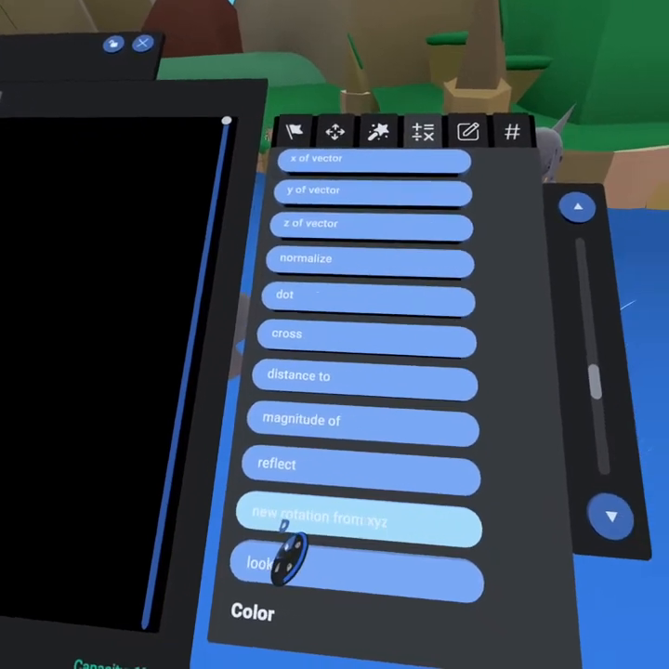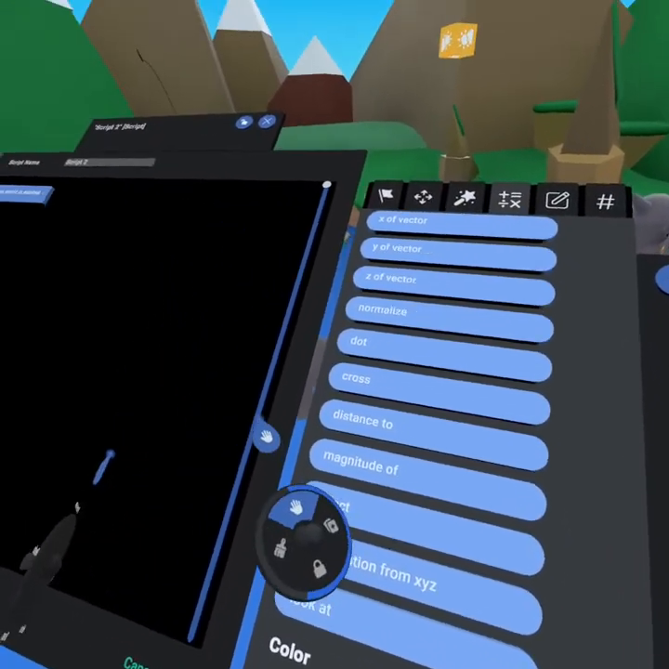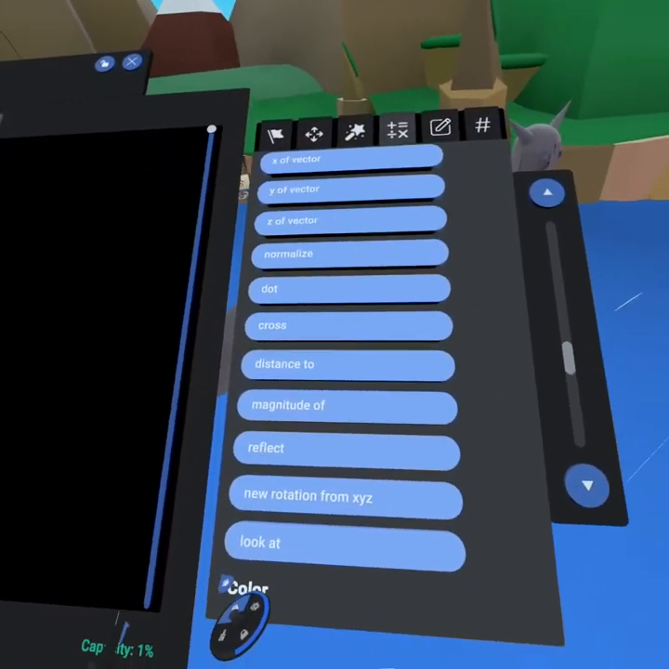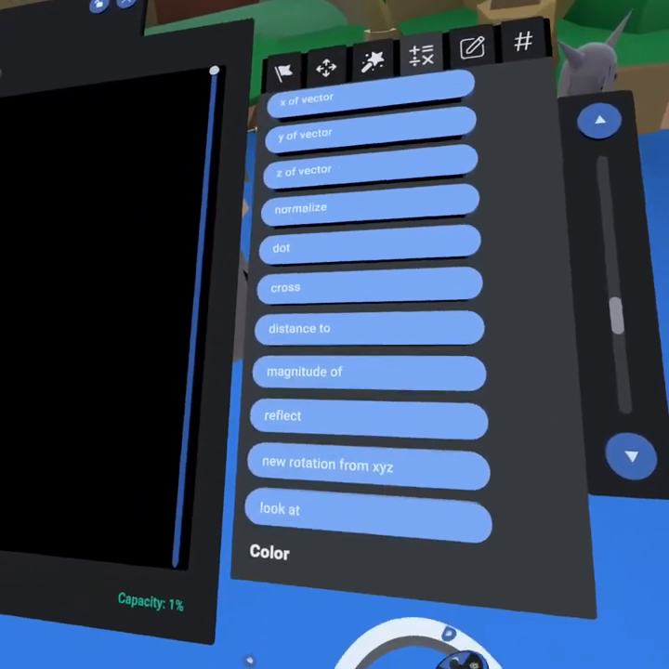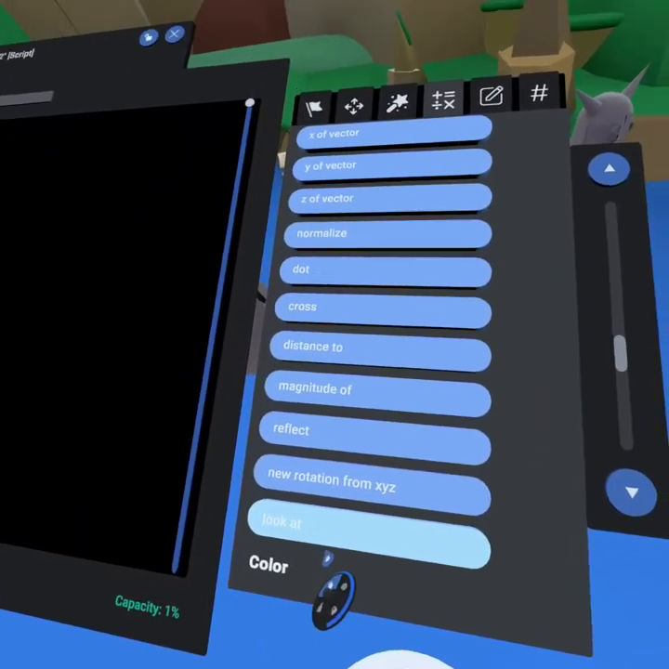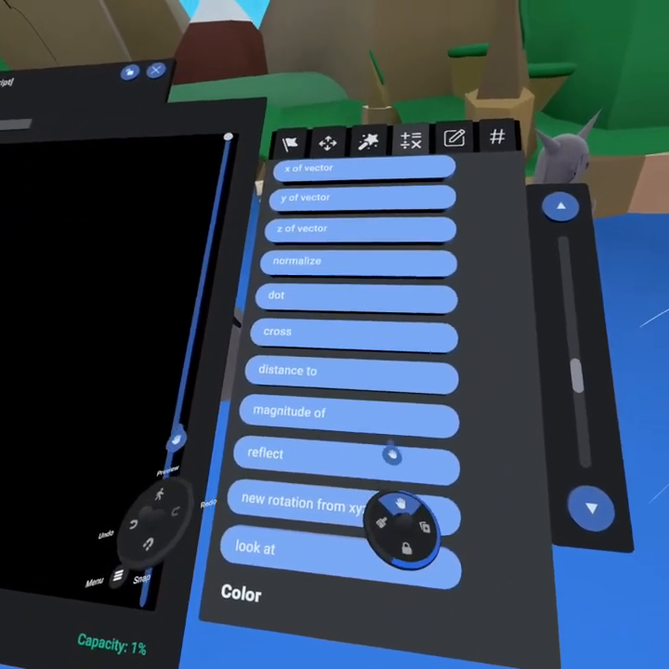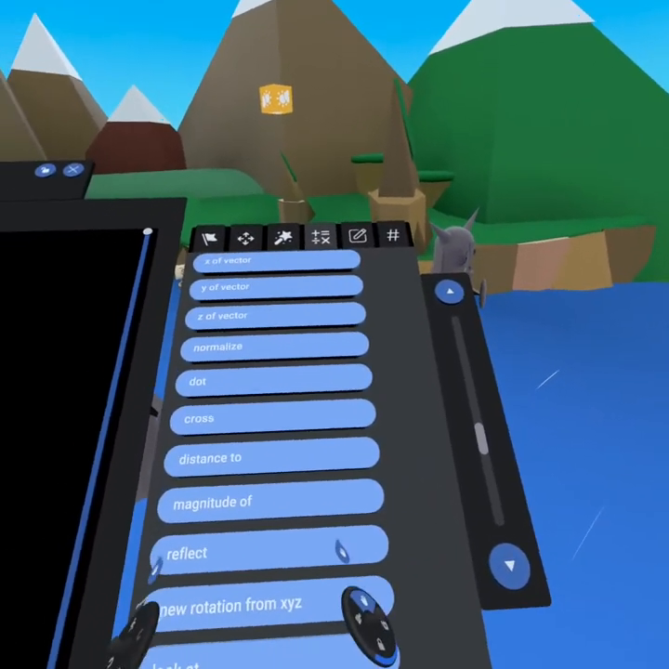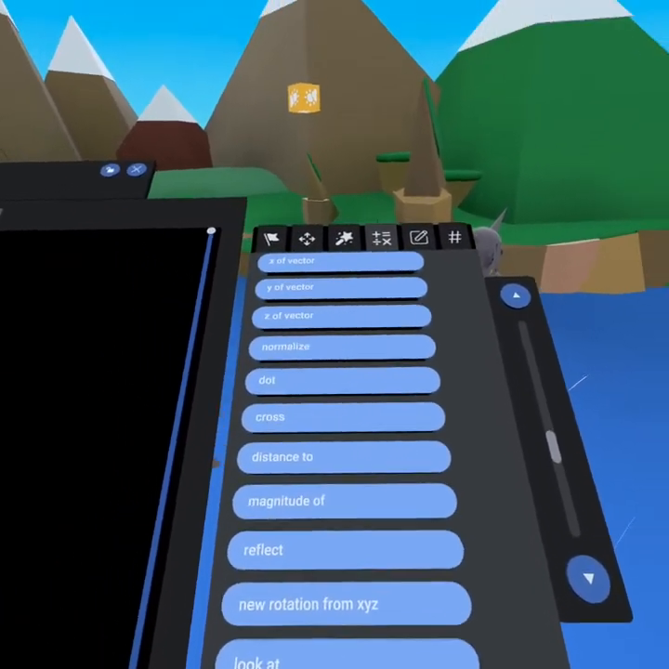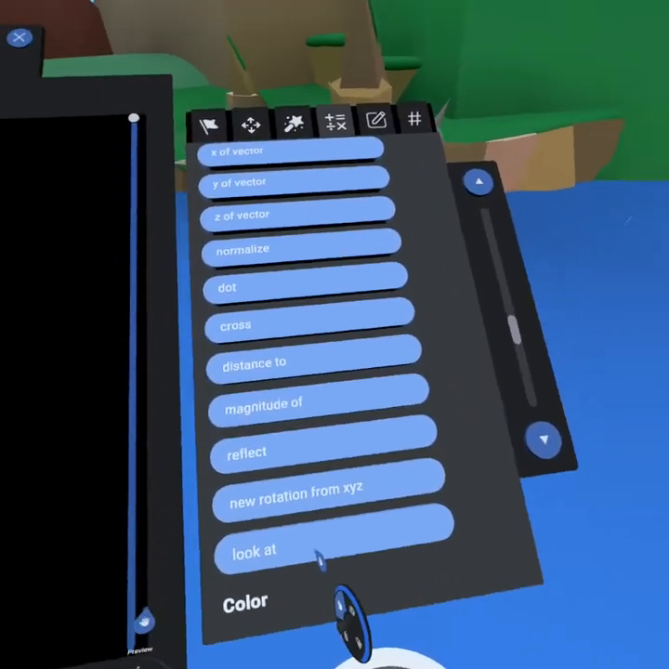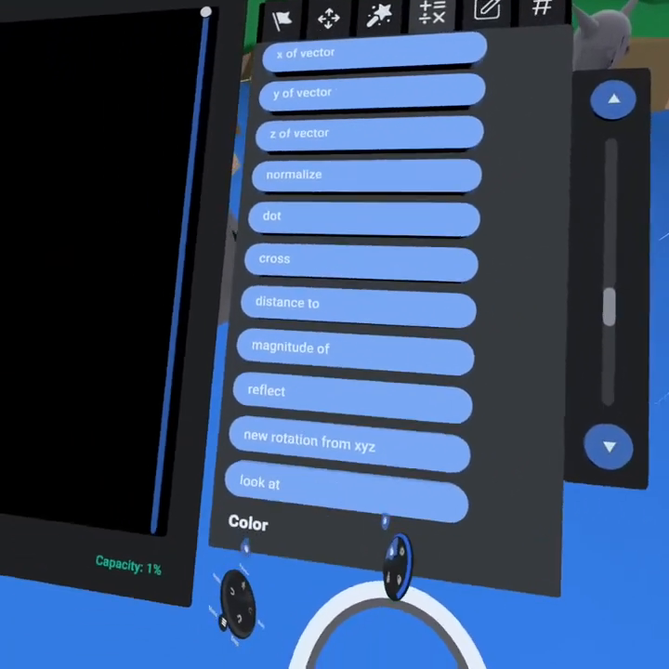Moving on to new rotation from XYZ, which works just like the new vector from XYZ, except for rotation values. We also have look at, which can be useful when you're trying to get something to look in a specific direction. I've mostly worked on that based off of other people's examples and the examples provided by Horizon, so I look forward to understanding this better in the future myself.